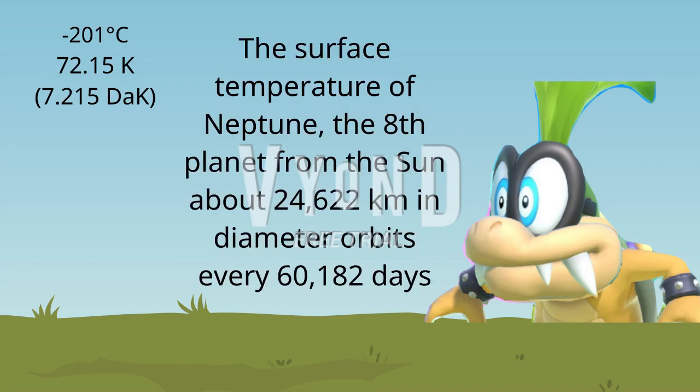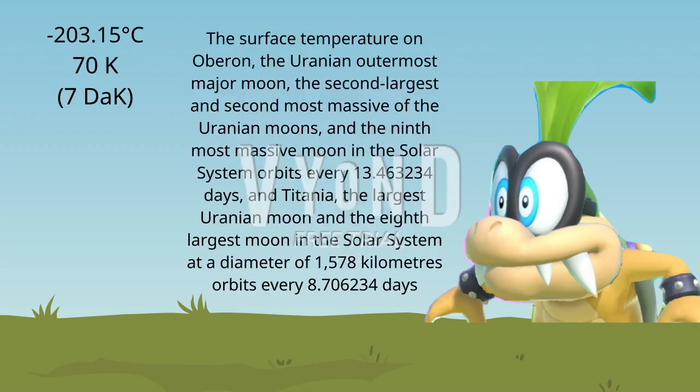The surface temperature of Neptune, the 8th planet from the Sun, about 24,622 kilometers in diameter, orbits every 60,182 days, is at minus 201 degrees Celsius, or 7.215 decakelvins. That's 72.15 Kelvin.